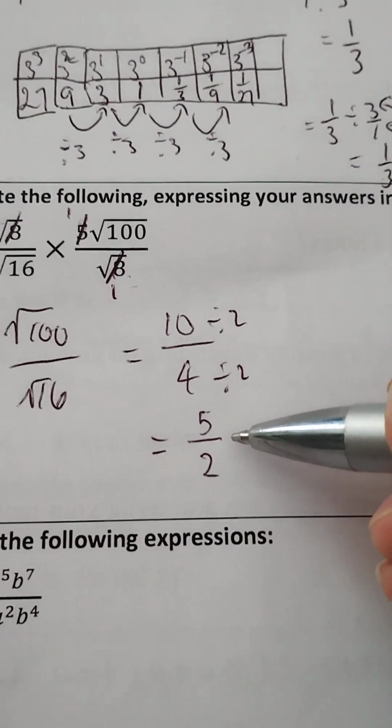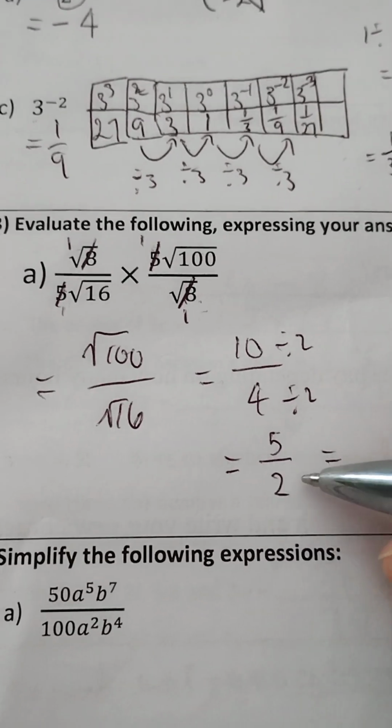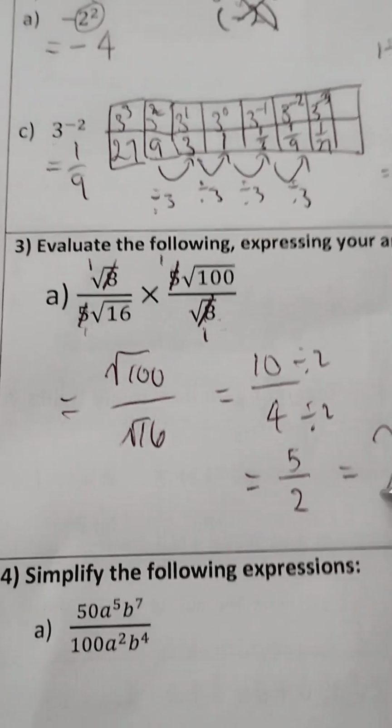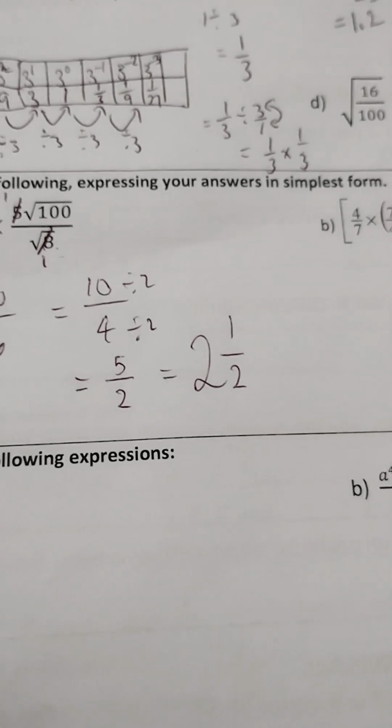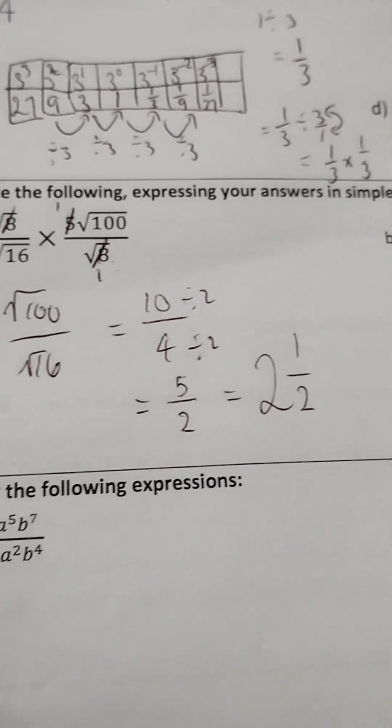And this time I've got an improper fraction. So I'll turn it into a mixed number. 2 into 5 can go 2, 4. So 2 times remainder 1 over 2. So 2 and a half is my final answer.